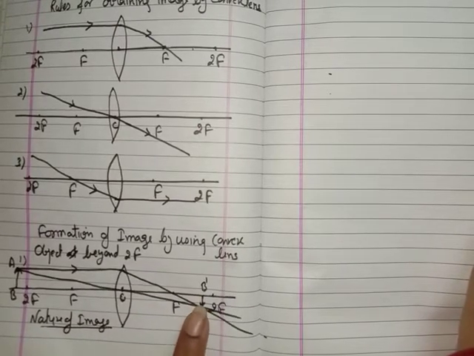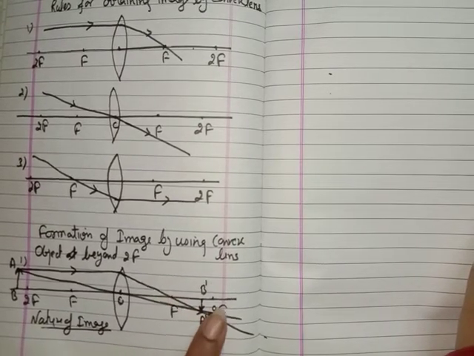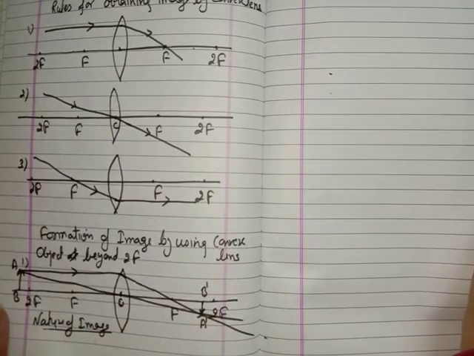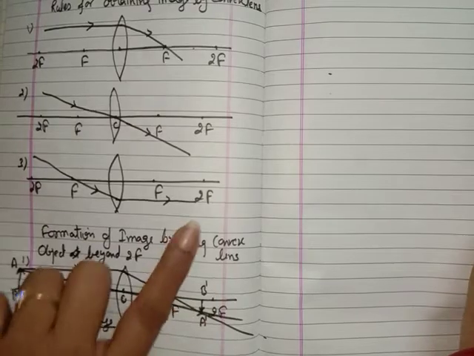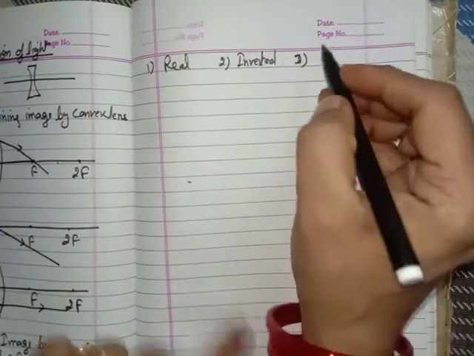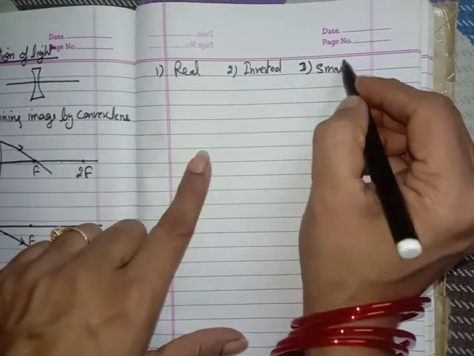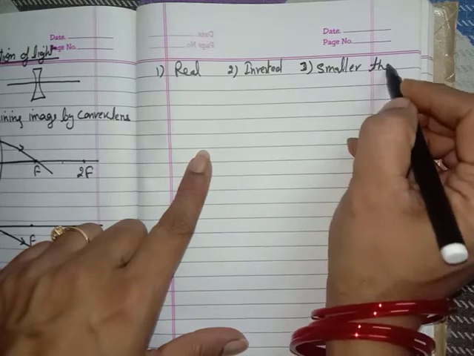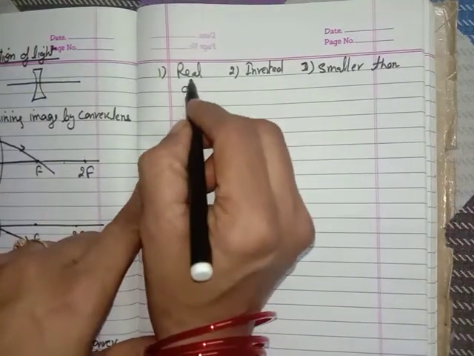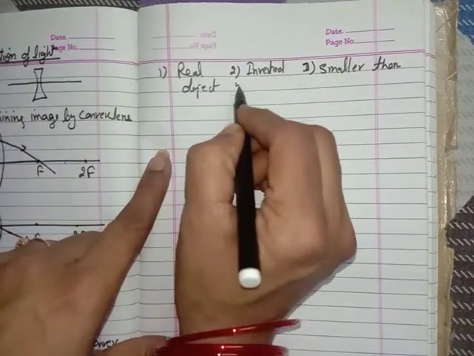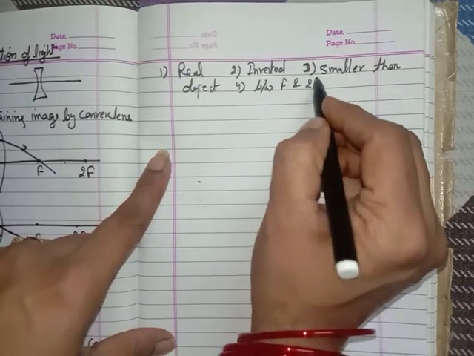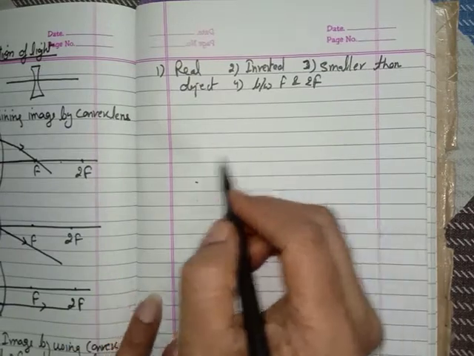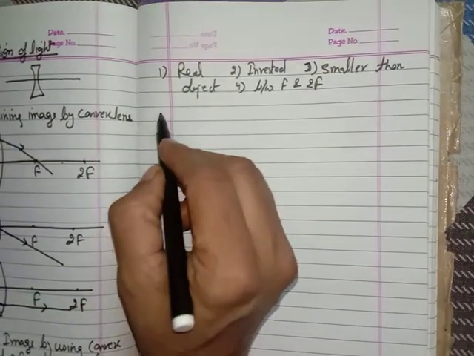And what is the position of the image? It is between f and 2f. So when we place the object beyond 2f, the image is always found between f and 2f. So you can write it like smaller than the object, and the fourth one, in between f and 2f. Okay, so this is the first condition when we place the object beyond 2f.